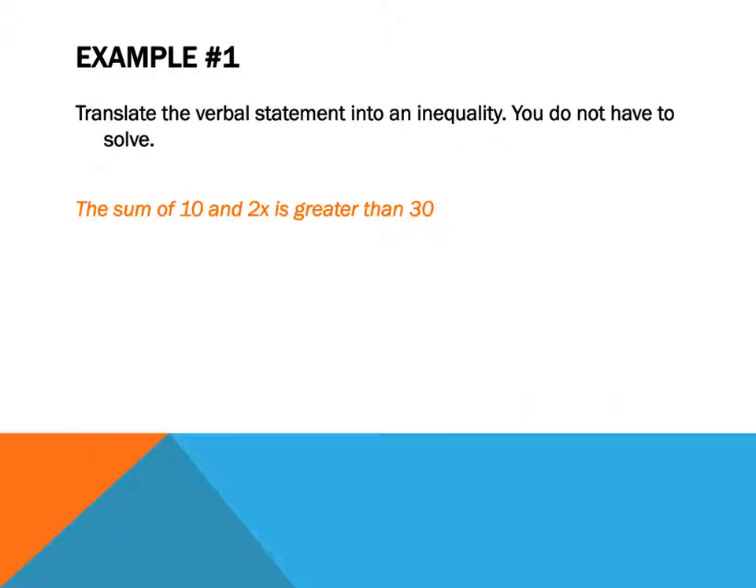It says, translate the verbal statement into an inequality. You do not have to solve. So what we're going to be doing is taking a sentence and writing an inequality with it. It says the sum of 10 and 2x is greater than 30. This is a lot of information. What's really important is first this word sum. Sum means add. So I'm going to be adding. Now what am I adding? Well, I'm adding 10 and 2x. So the sum of 10 and 2x is greater than 30. And that's it. I don't want you to solve. I just want you to write the inequality.